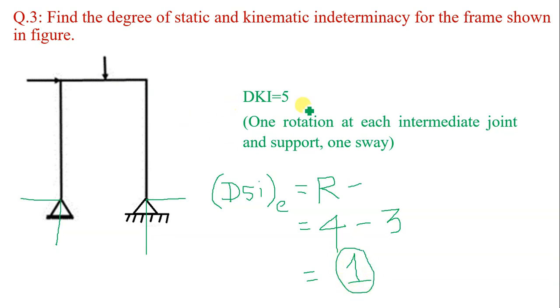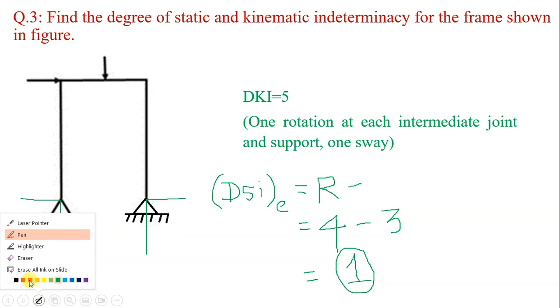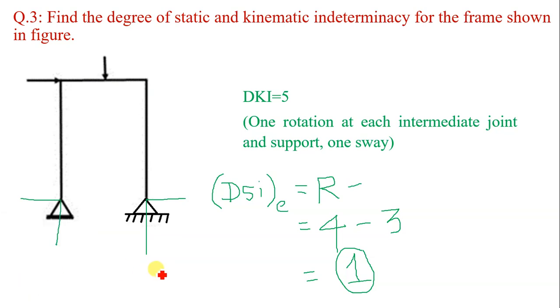While degree of kinematic indeterminacy is nothing but the number of unknown joint displacements. For this case, we have to consider the unknown joint displacements. It may be displacement or deflection at a joint or rotation at a joint. So this is a hinge support. If you consider the frame, it will bend like this. Let us assume the shape of the frame subjected to bending like this.